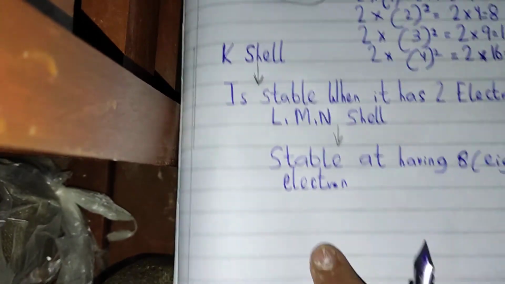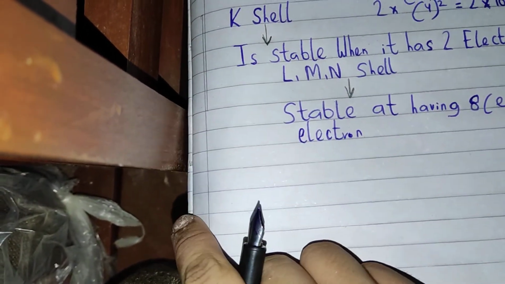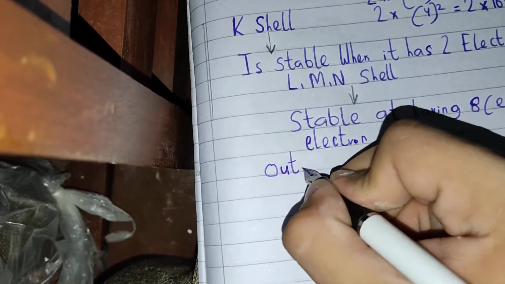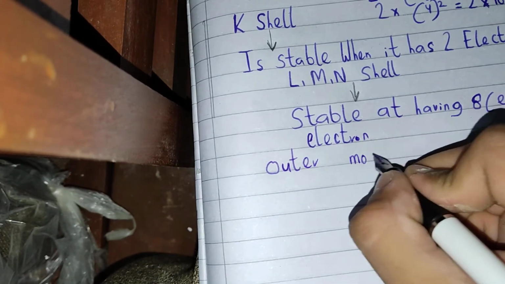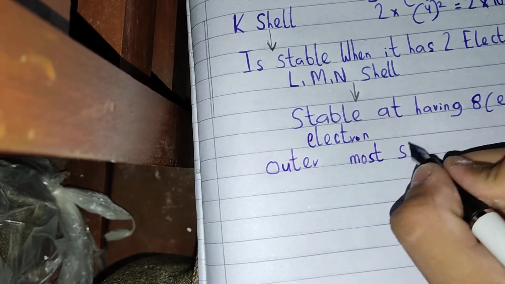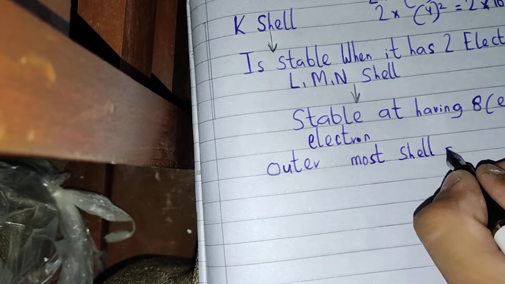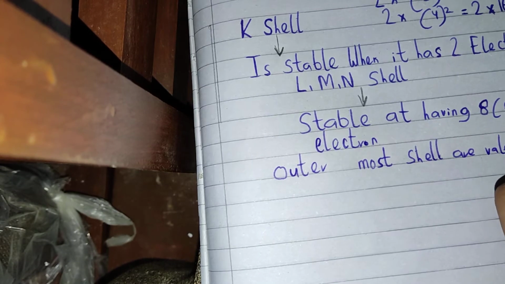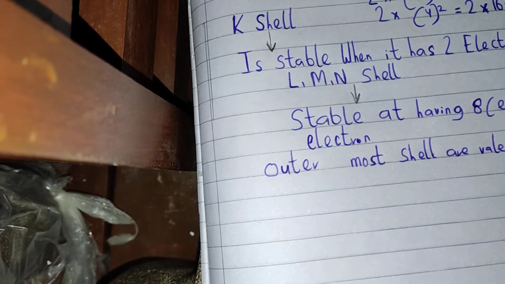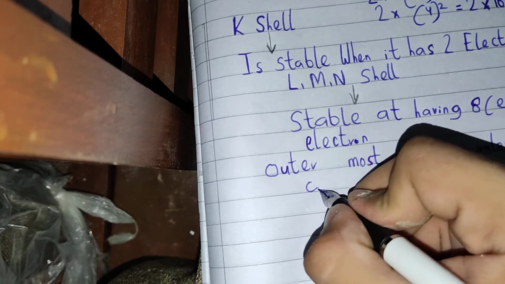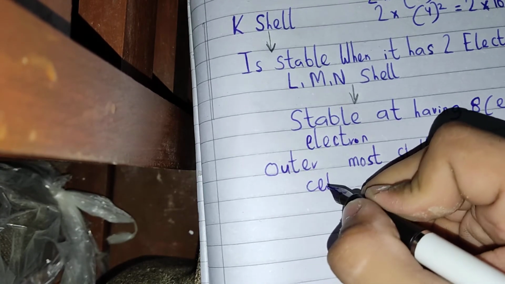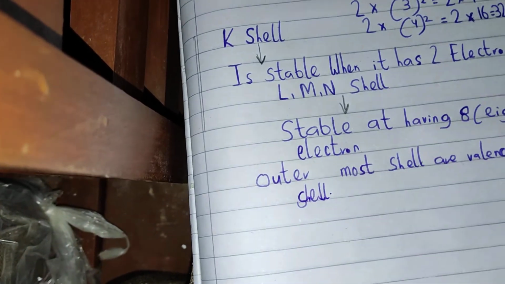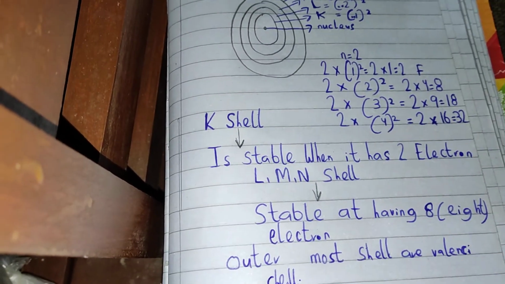I'll also tell you another thing: the outermost shell is the valency shell. The outermost shell is the valency shell.